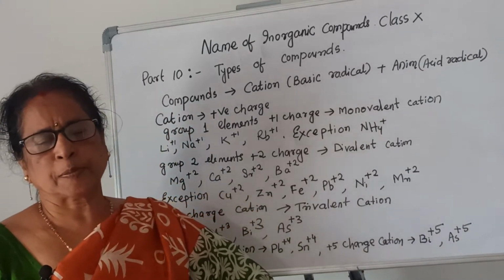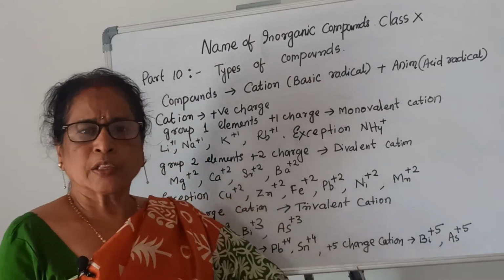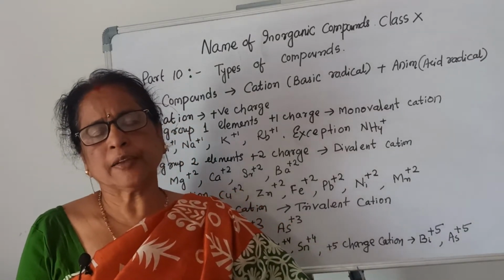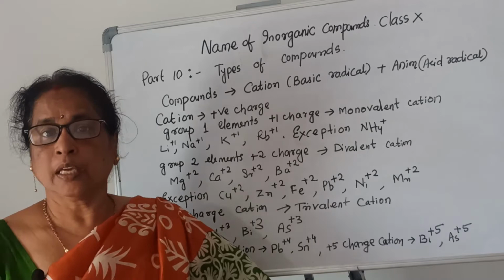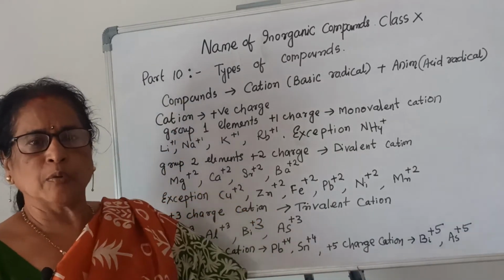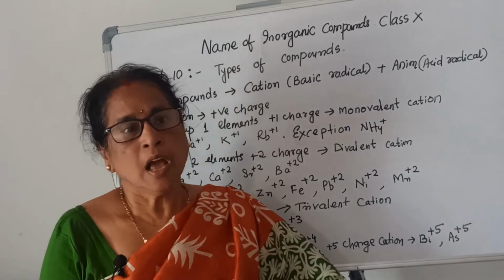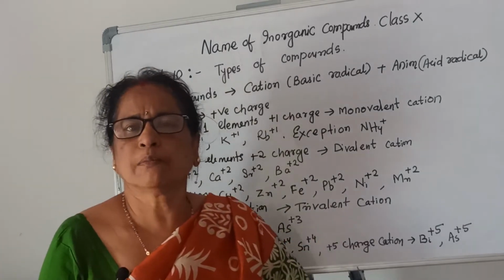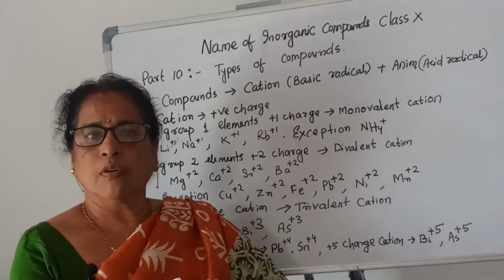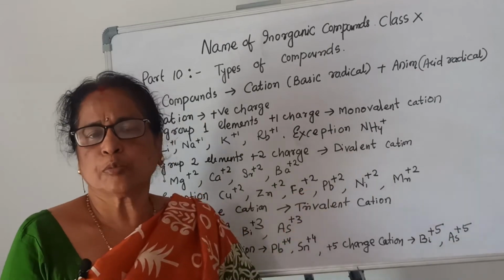Now I am going to explain the names of inorganic compounds for class 10th. From part 1 to part 9 I have explained the different names of compounds having different cations and different anions. But after that I want to show you the conclusion of parts 1 to 9, where I have shown so many compounds, how the names of compounds are given, and what the formula of the compound should be.